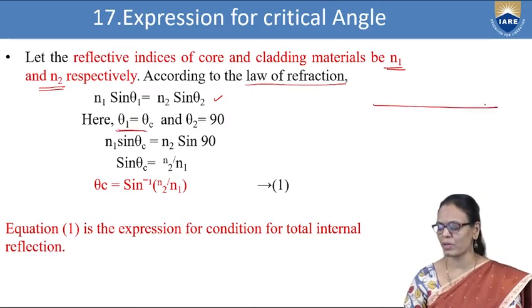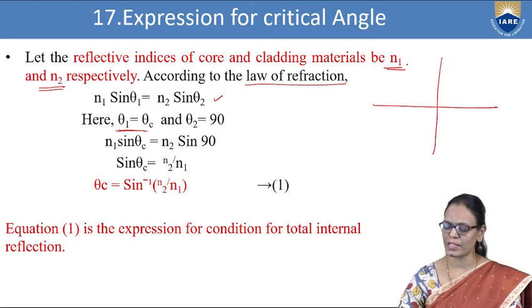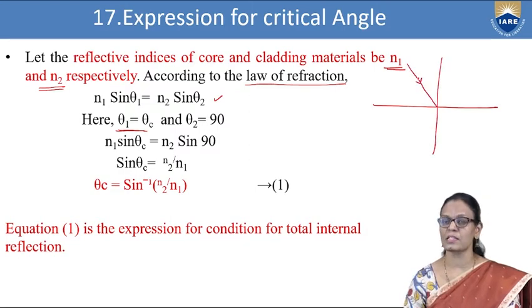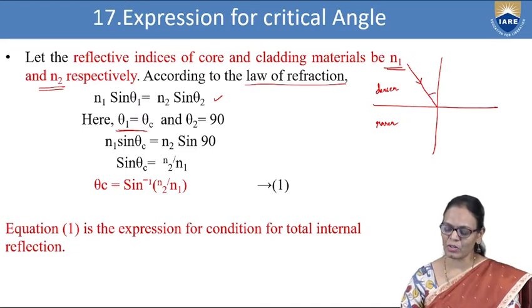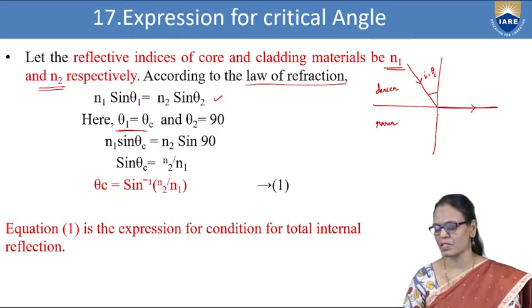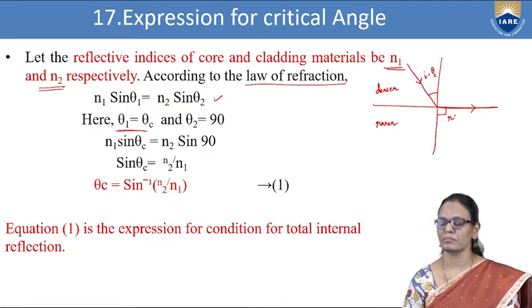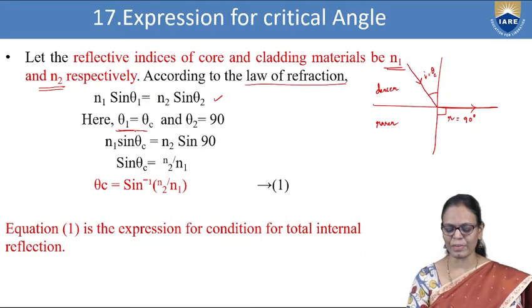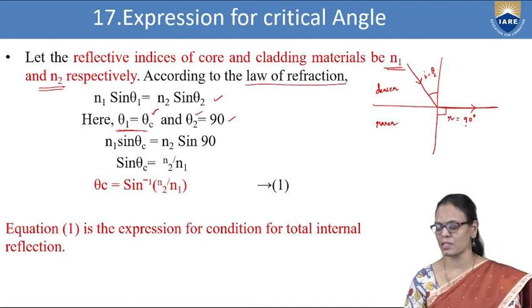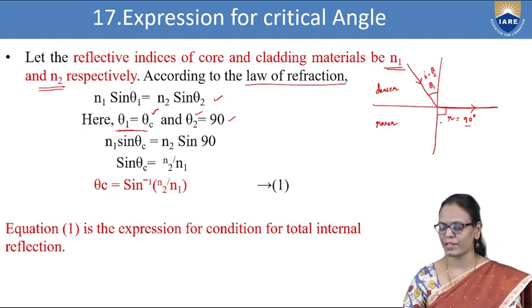Now if I am talking about a ray of light which is incident, this is a denser medium. It is coming from a denser medium to a rarer medium. If the angle of incidence is equal to the critical angle, then the ray will just graze the surface. This is R, and R here is equal to 90. So let our theta 1 be equal to theta C and our theta 2 will be equal to 90. This is theta 1 and this is theta 2.